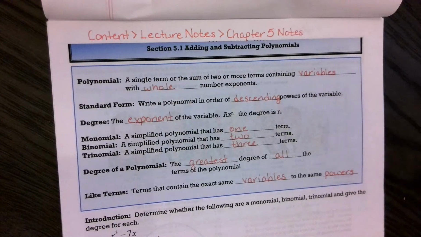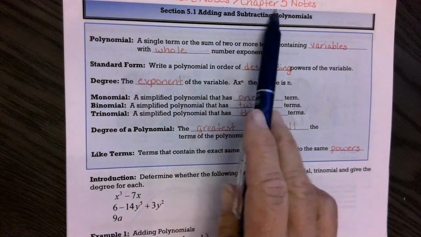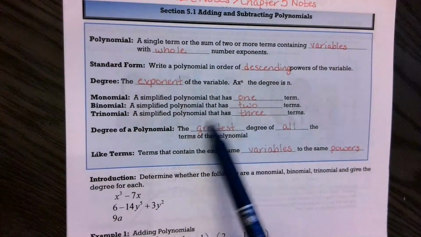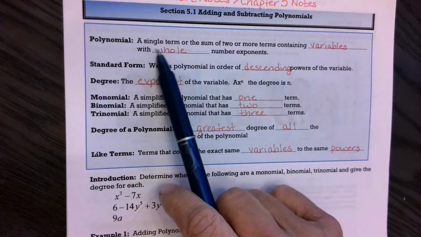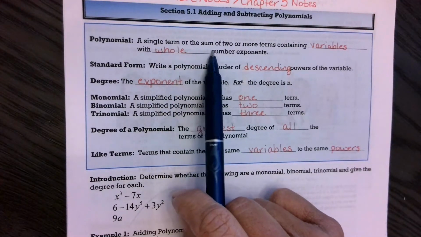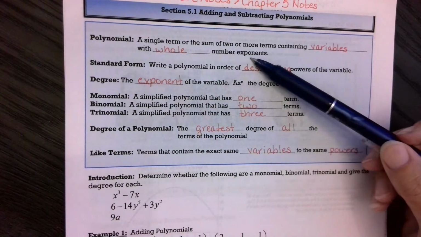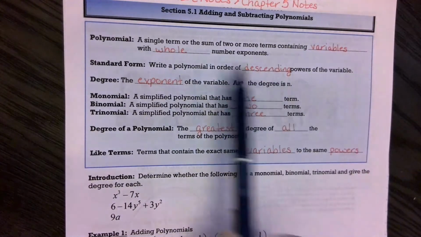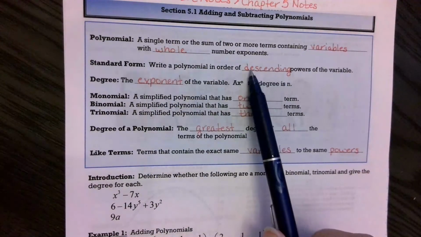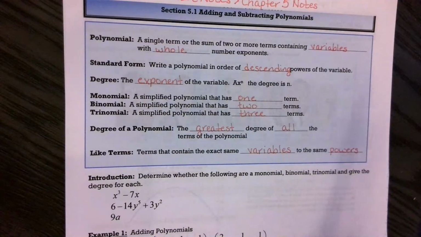Okay, you can pause the video and fill in all of the missing terms here, but I'm just going to go through them really quickly. A polynomial is a single term or a sum of two or more terms containing variables with whole number exponents, meaning no fractions as exponents. The standard form of a polynomial is you order them in descending powers of the variable. So you start with the largest variable and you go down.